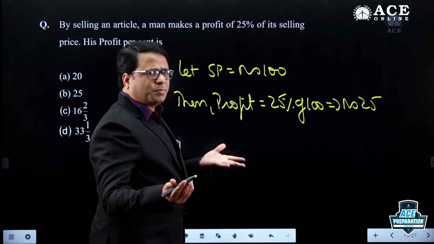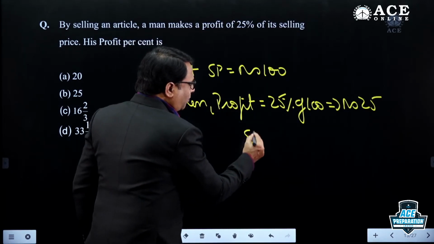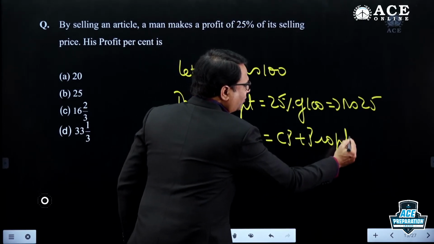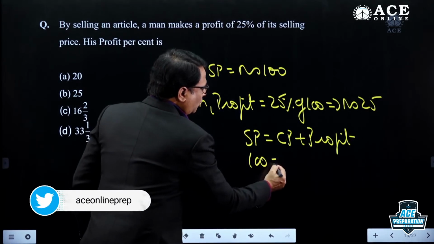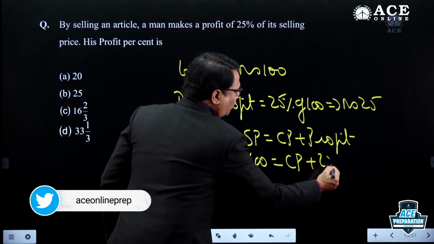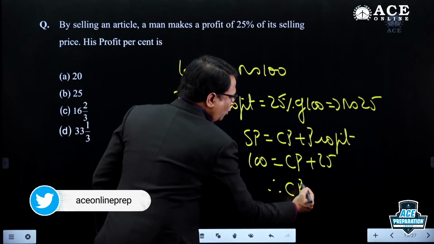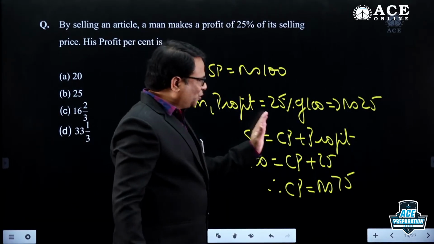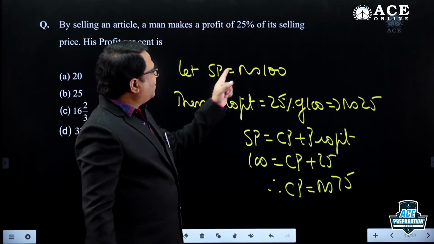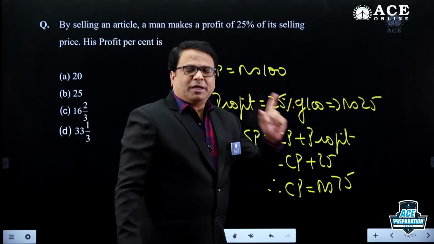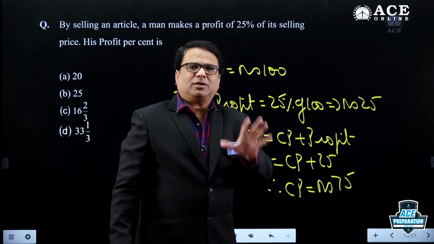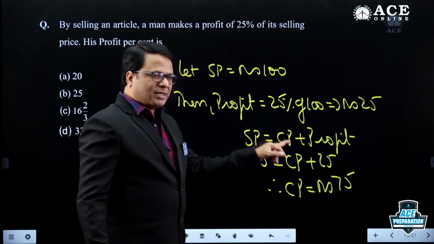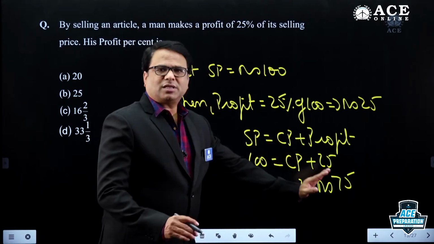Then how much is cost price? We know that selling price equals cost price plus profit. We know this formula. Selling price is 100, cost price we need to calculate, and profit is 25. Therefore, cost price is rupees 75. You should not do all this. When you look at selling price 100 and profit 25, immediately it should strike your mind that cost price is 75. It is only for your understanding that I made it as 3 steps. So cost price is 75.